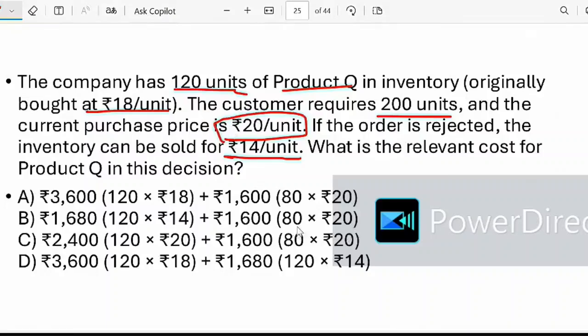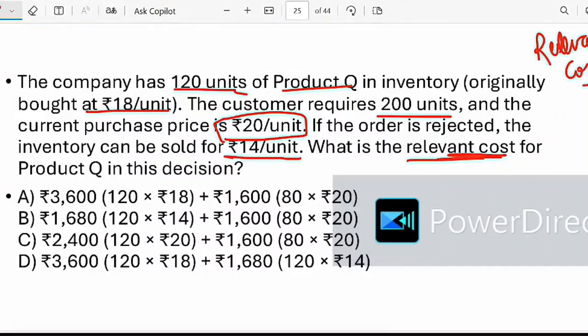So the question is, what should we consider while deciding the relevant cost? So here the concept is relevant cost. What is the relevant cost of product Q in this decision, right? So these are the four options. Basically the question revolves around relevant cost, right?